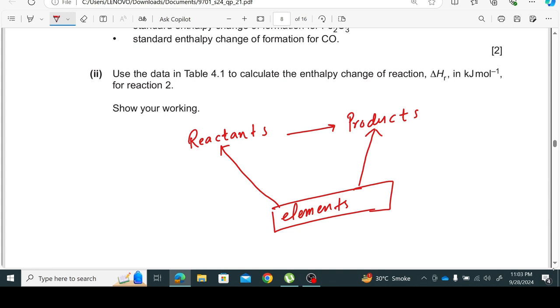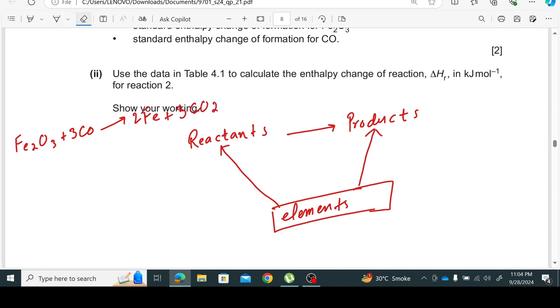So let me explain this. You have Fe2O3, reacting with 3 moles of carbon monoxide, and you are getting iron, 2Fe, plus 3 moles of CO2. Okay, so let me remove this from here. It is just for your idea.